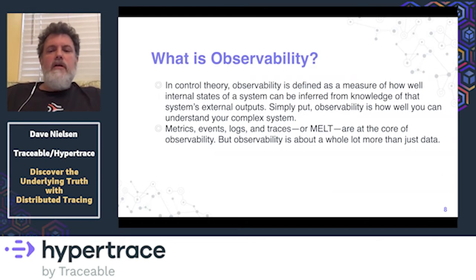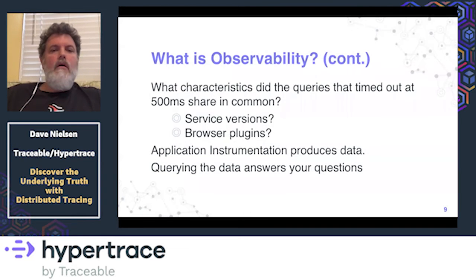And so observability takes advantage of these data points to help you understand what's happening. And there's a lot more to it as well. For example, you might want to understand what characteristics led to your query timing out. Was there a new service version deployed? Is there some browser plugin, or maybe an overloaded database? That's really important for you to be able to see all this, and observability can help you with that.